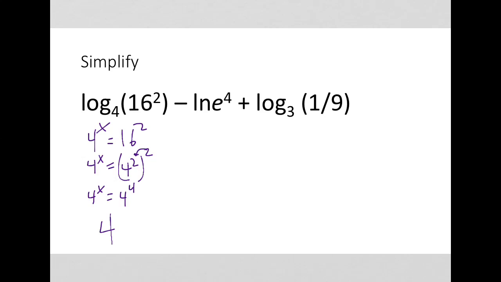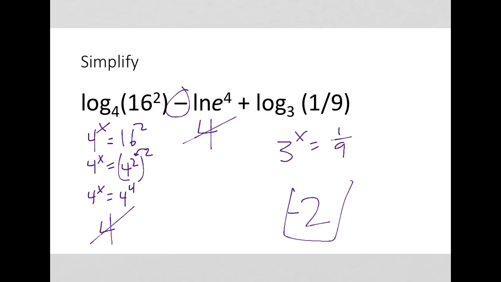And then I have minus ln of e to the 4, which is also going to simplify to 4. So I have 4 minus 4. So those two are done with each other. And so I now have just this question. 3 to what power is 1 over 9? Well, I know that 3 squared is 9, so 3 to the negative 2 is 1 over 9.